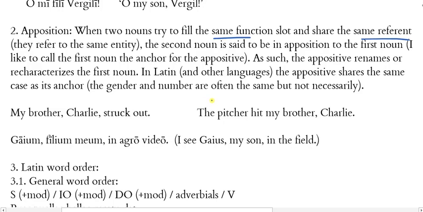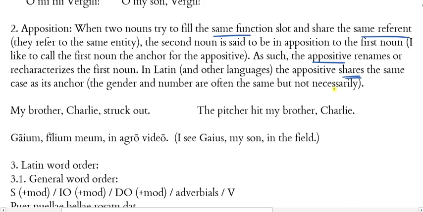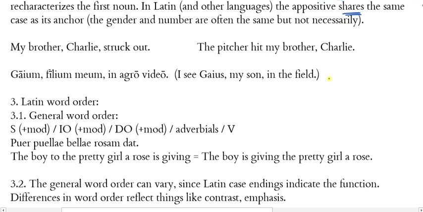Sometimes we can describe it using the adjective appositional. So as such, the appositive, the noun in apposition to the anchor, renames or recharacterizes the first noun. In Latin and other languages that have case, the appositive shares the same case as its anchor. So if the first noun's in the accusative case, the appositive that renames it will be in the accusative case as well. Gender and number are often the same, but not necessarily the same. And as we read sentences, we can come to see examples of where they might differ. But the important thing is that the case remains the same.